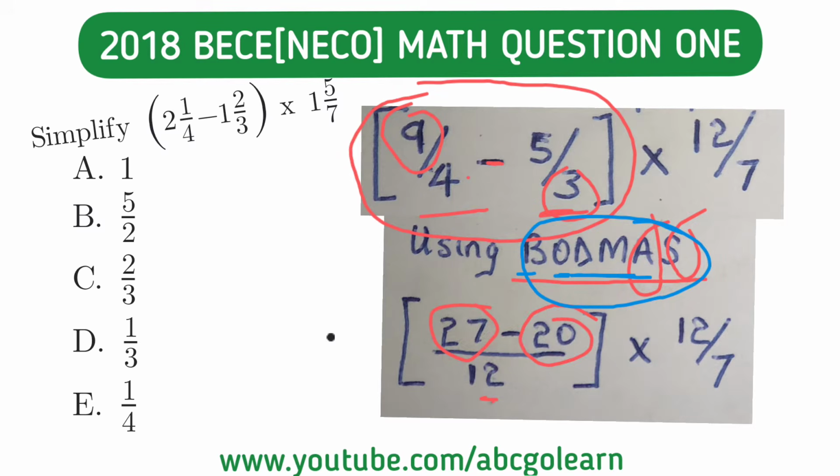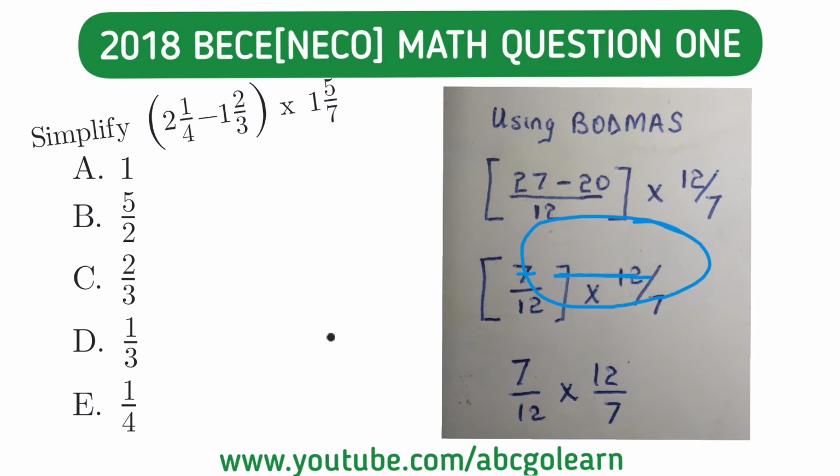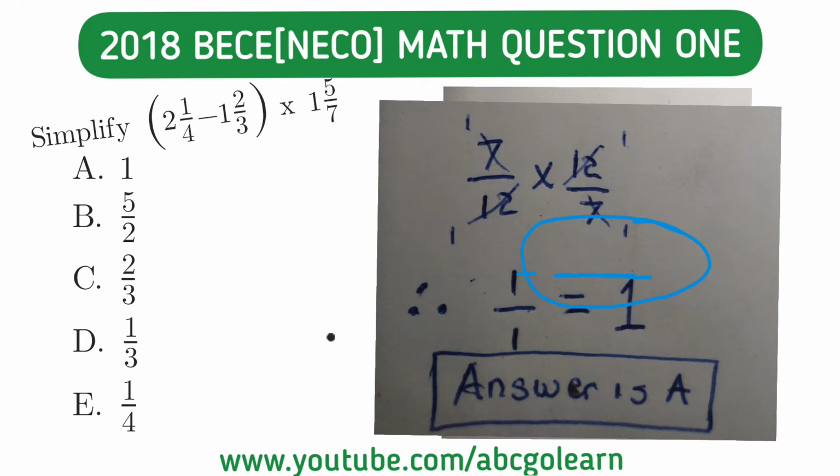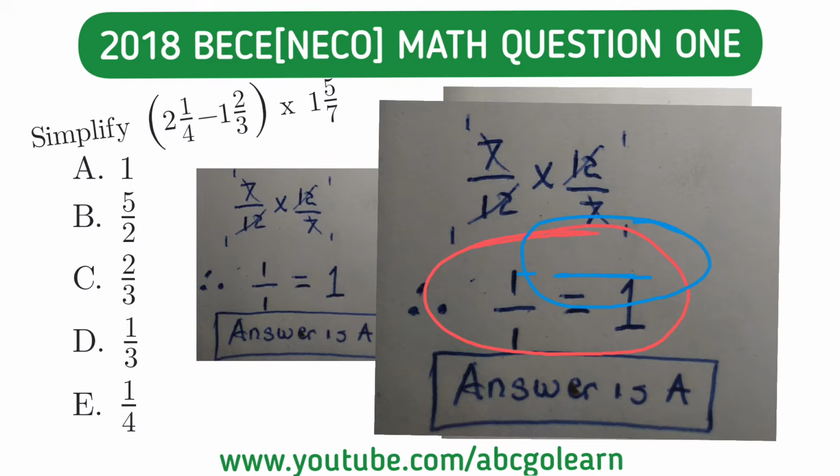So if I subtract it, I would get 7/12. But for now, let's just leave it like that and multiply it by 12/7. This is the 7/12 we got the other time. So we multiply it by 12/7, and that would give us 1. So the answer here now is 1. If you try it, this 7 would divide 7, and 12 also would divide 12. That would give me 1/1. 1/1 would also give me 1. So the answer is A.